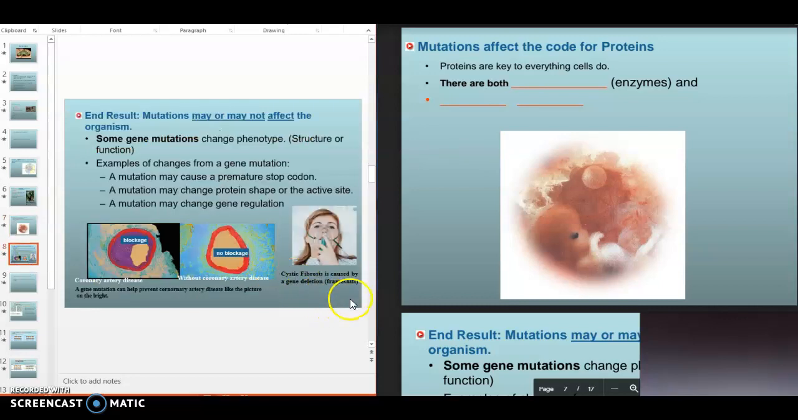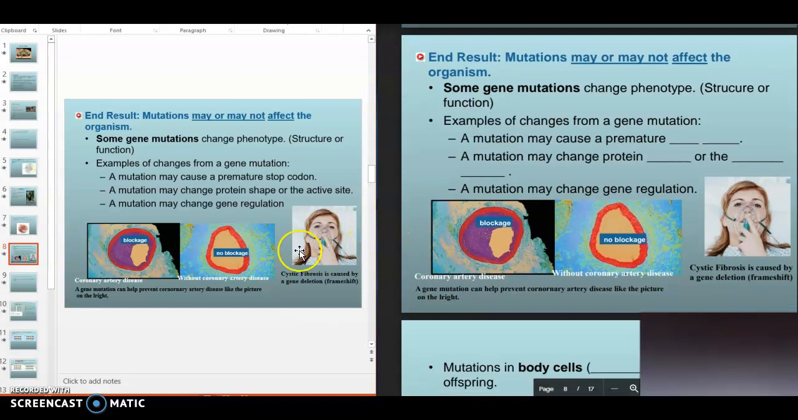Now, let me go one or two more. This one here, end results with mutations. Okay, so mutations may or may not affect the organism. So you can have mutations happen and it codes for an amino acid that also codes for the other amino acid that was being mutated. Does that happen? The answer is yes. Is there any change whatsoever to the protein? No. Did a mutation occur? Yes. Okay. In that case, no effect will be noticed.